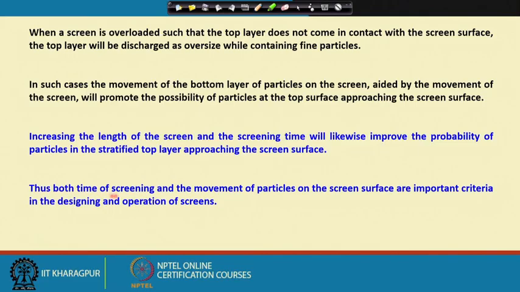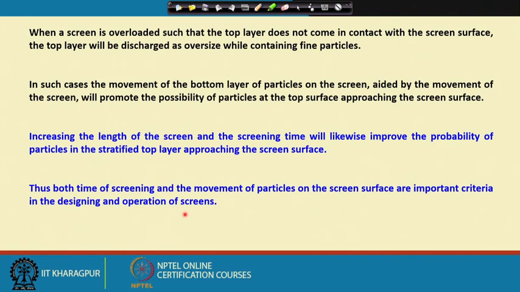To prevent overloading and to prevent the misreporting of particles, normally the misplacement of fine particles in the oversize, you have to increase the length. When you cannot increase the length, you have to reduce the feed rate. That means you have to compromise with the capacity of the screen. So, both the time of screening and the movement of particles on the screen surface are important criteria in the designing and operation of screens.